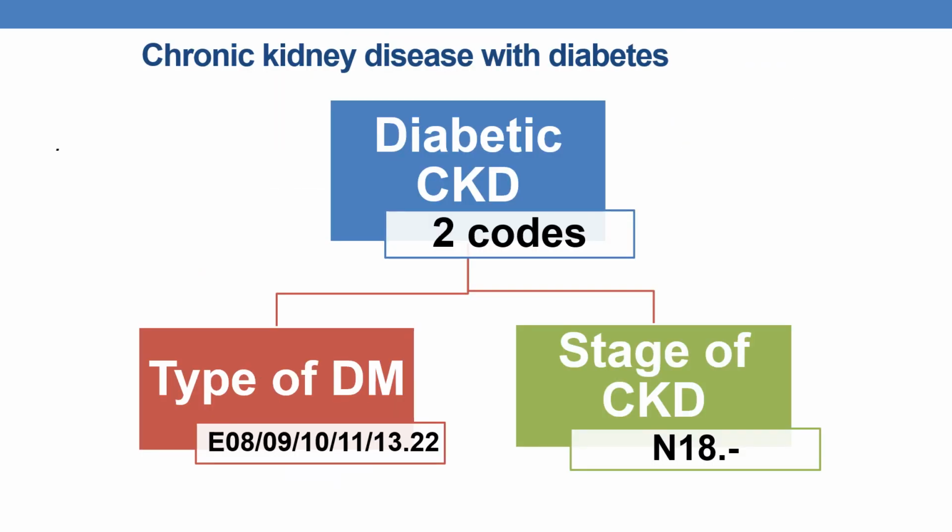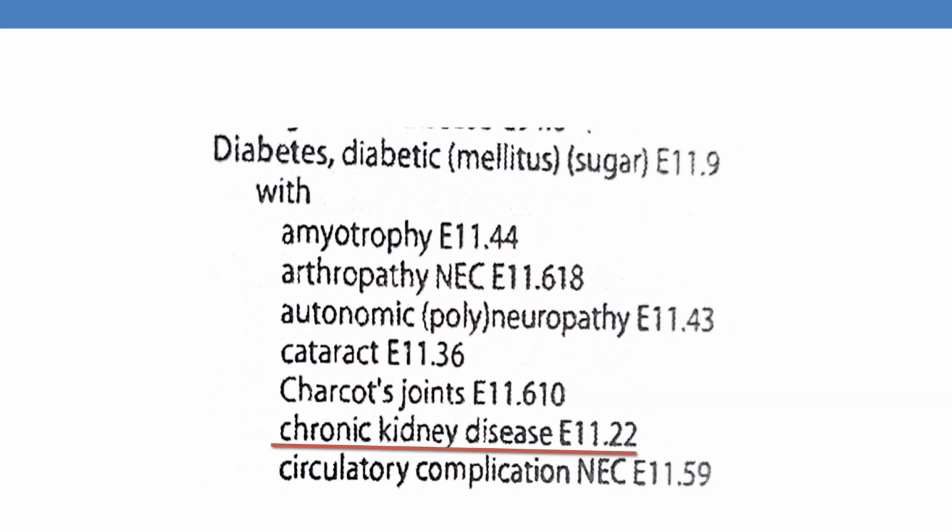Now coming to CKD with diabetes. For diabetic CKD, as we have discussed earlier, the appropriate coding requires two codes. One code to indicate the diabetes mellitus and the second code to indicate the stage of CKD. And if we go to the ICD-10-CM index, under diabetes, under diabetes with, you can find chronic kidney disease.